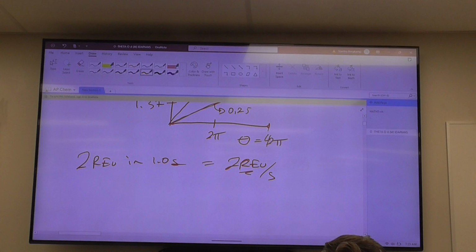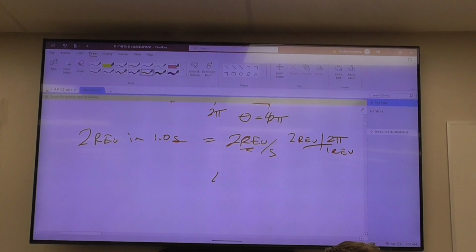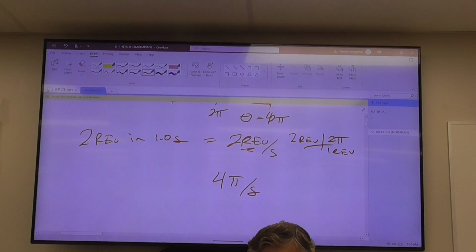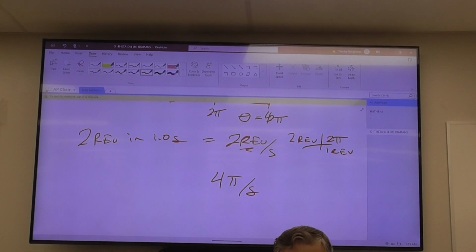But I can't deal in revolutions. What can I deal in? Radians. So what am I going to do with those 2 revolutions? Well, 1 revolution is 2 pi. So I've got 4 pi radians per second. Cool with those? Now, here's the next thing.